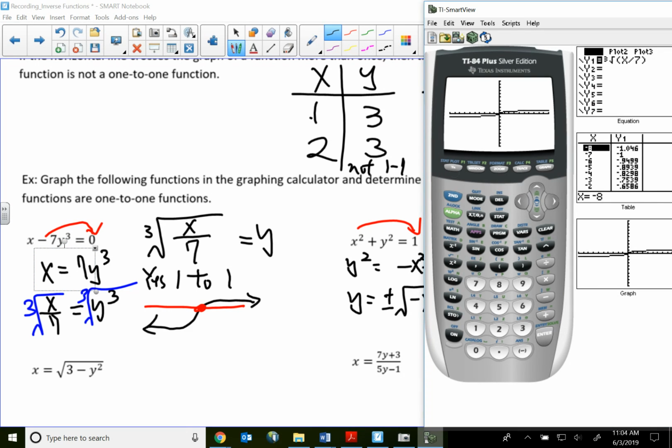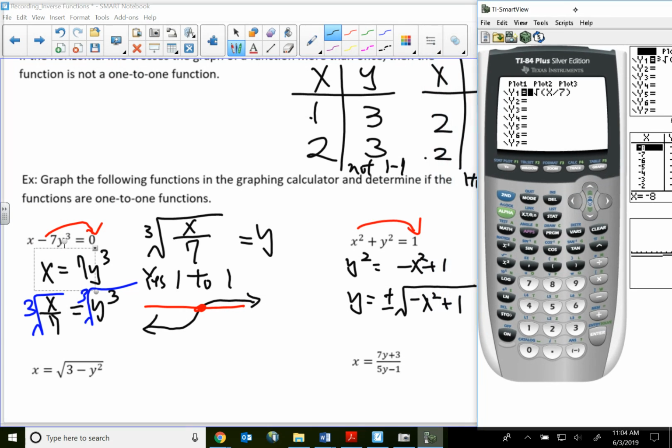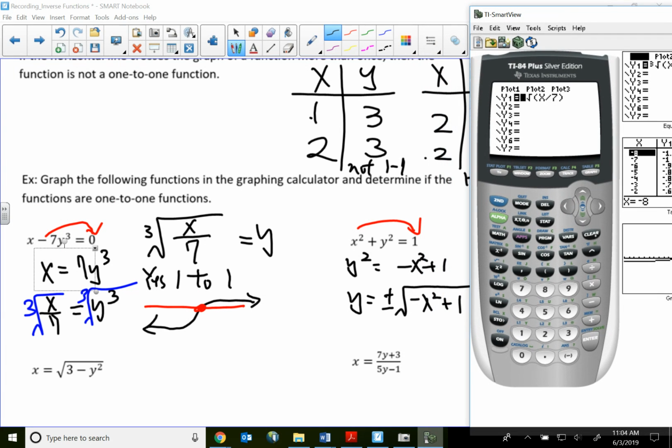So we graphed this function before. Okay, let me do the positive square root first. Positive square root of negative x squared plus 1. And then I'm going to type in a negative square root of negative x squared plus 1. So put the two pictures together. It actually gives me a circle graph. All right, let me go from negative 5 to 5 real quick.